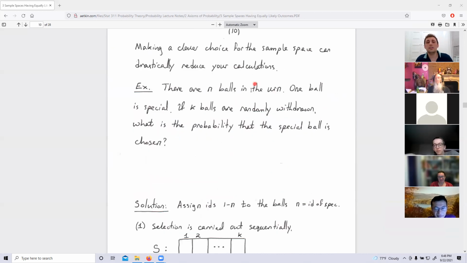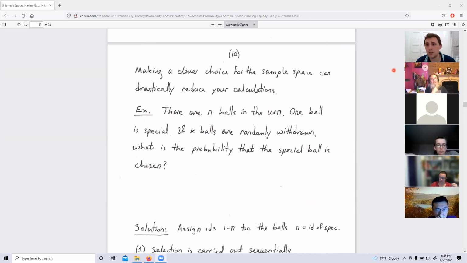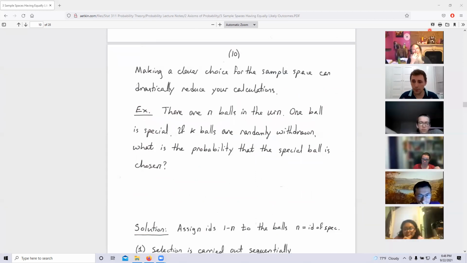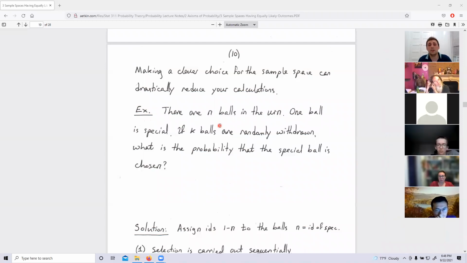So here is a simple example. Imagine that there are n balls in the urn. 1 ball is maybe golden. And let's say that's ball number n. Good? So what's the probability that the special ball is chosen? I'm going to show you several solutions, and I will show you an easy solution of it, right? So how flexible can you be here? So let's try to solve it very directly.